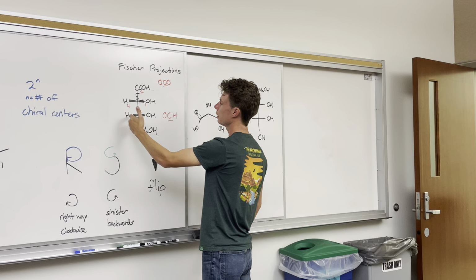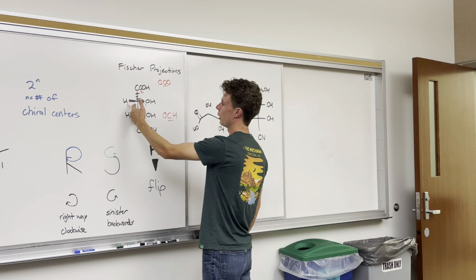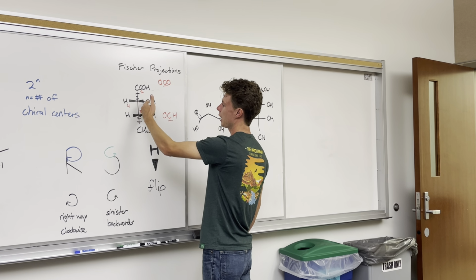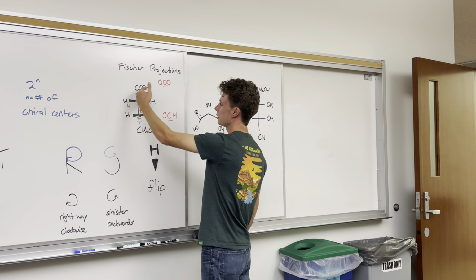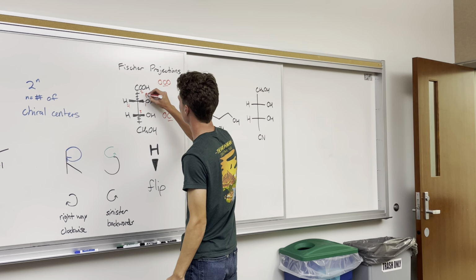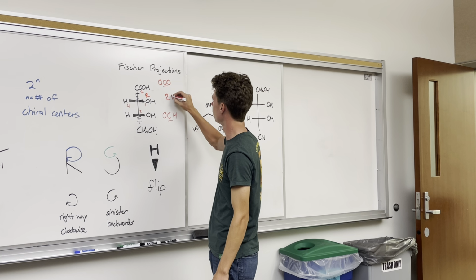Normally this would be S, but notice my fourth group is in a wedge, okay? So I'm going to flip that. Now I'm going clockwise. I'm going with a right turn. This is an R configuration. Carbon 2 is R.